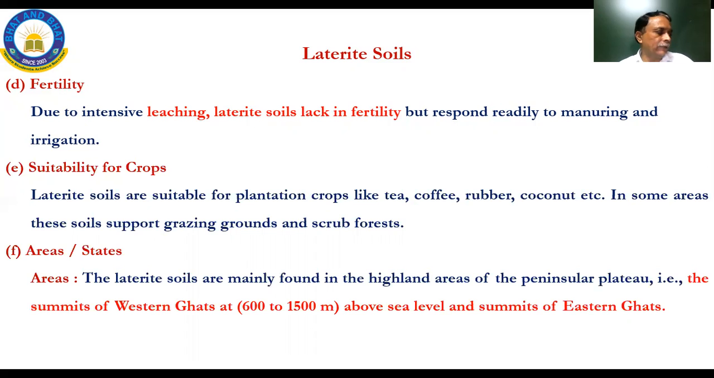Areas and states, like we have seen in the map also, laterite soils are mainly found in the highland areas of the peninsular plateau. That is, the summits of the Western Ghats. On the west side, starting from Goa down right up to the part in Karnataka, Udupi, Kundapur, and all those areas, and going further down to Kerala. So that is the Western Ghats. Then you have the Eastern Ghats there, again on the east coast. And they are found at the top of these ghats, these lateritic soils.